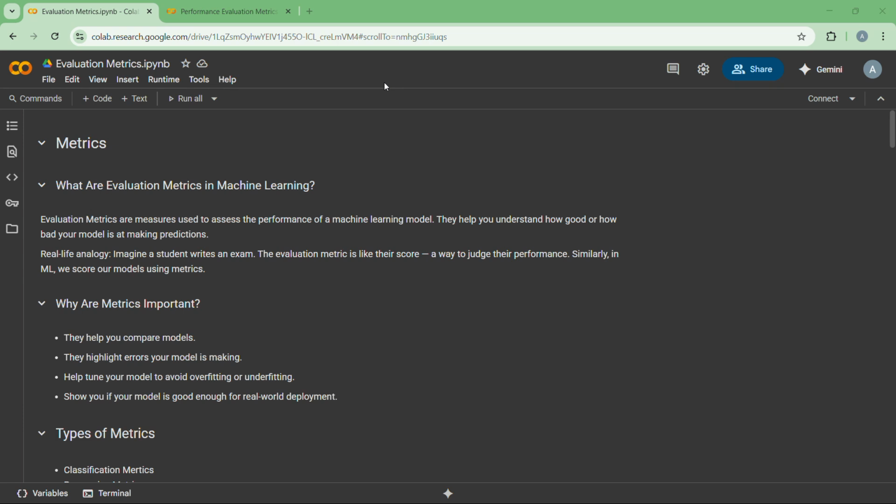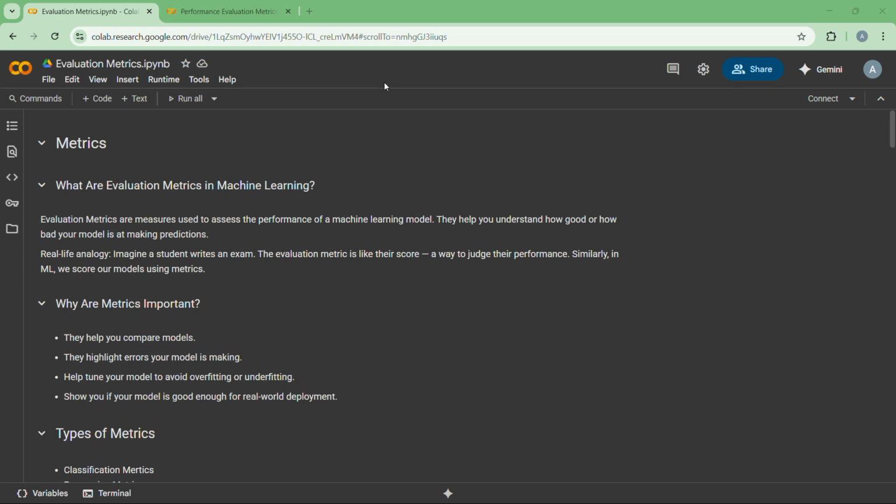So there is one example. Imagine a student writing an exam. This evaluation metric is their score, a way to judge their performance. Similarly, in ML, we score our models using metrics.